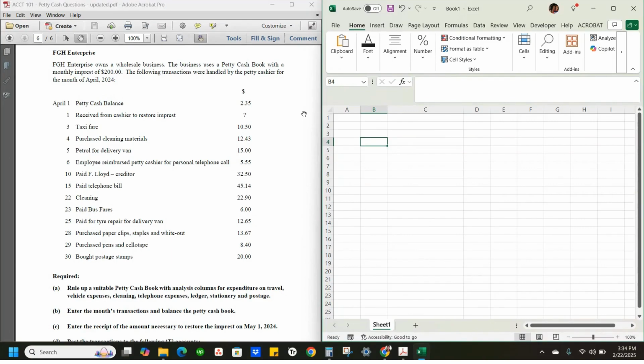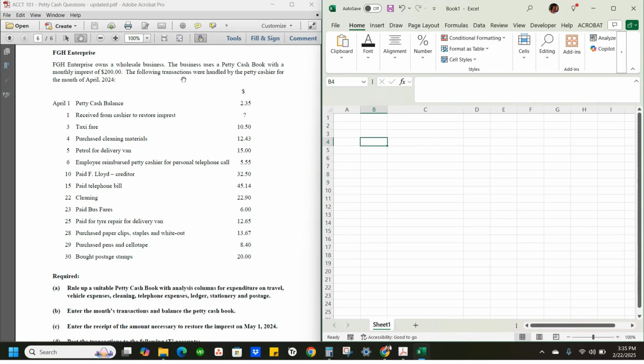Okay, in this video, we are going to walk through how to complete a petty cash reimbursement at the beginning of the following month. So we have here a question called FGH Enterprise, and this is a wholesale business. It says that the business uses a petty cash book with a monthly imprest of $200. Imprest means that at the beginning of every month, you need to reimburse the petty cashier that $200, right? Not more, not less. That's why it has to be, unless otherwise stated.